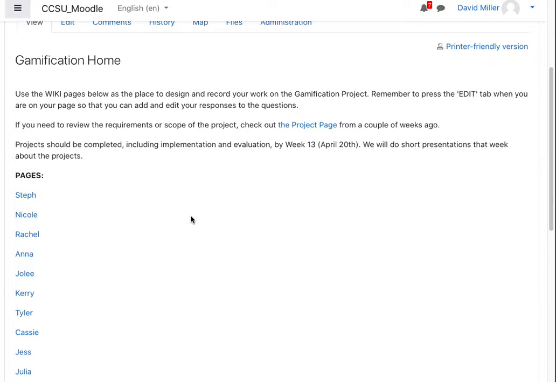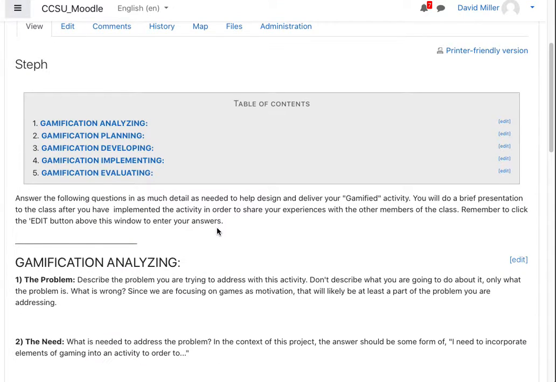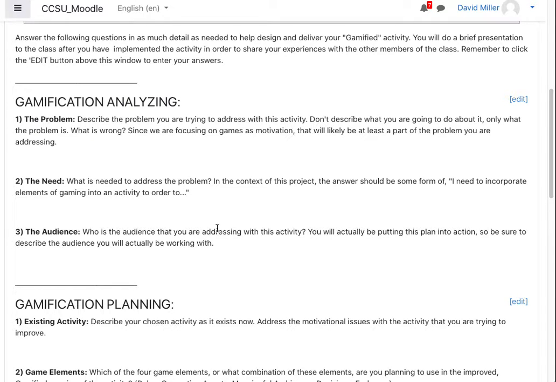And this will basically be where you do all of your record keeping and your planning and so on for this particular project. So within your own page, you'll go into the edit mode, and there's a series of questions or things that you will be filling in as you go. And that'll be basically what you submit at the end. So I'm going to duck into one of these pages just so you can see what is being asked for. It's essentially, again, an instructional design model. So starting off with the analysis piece.